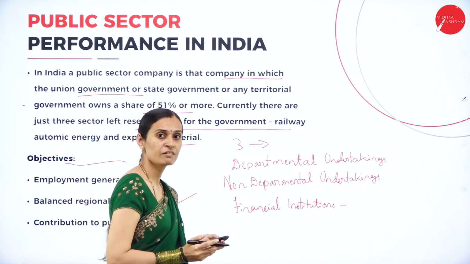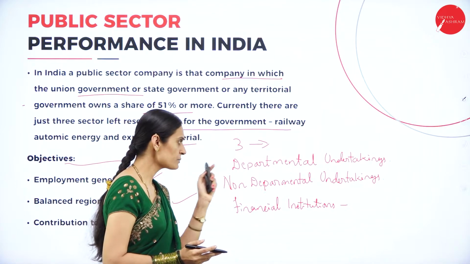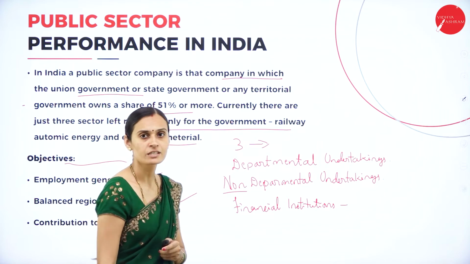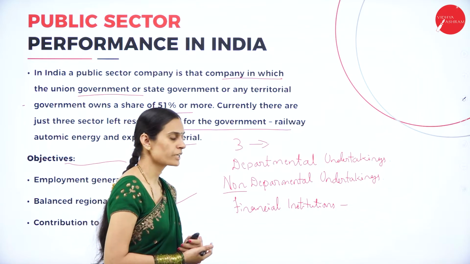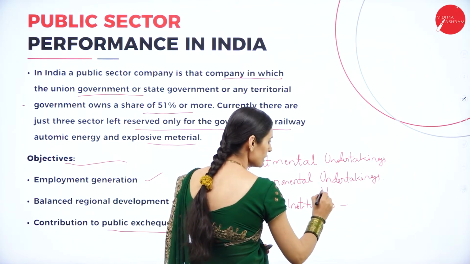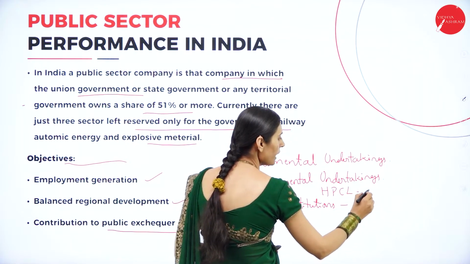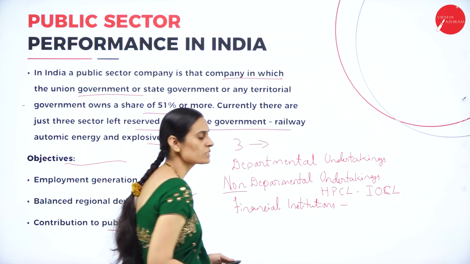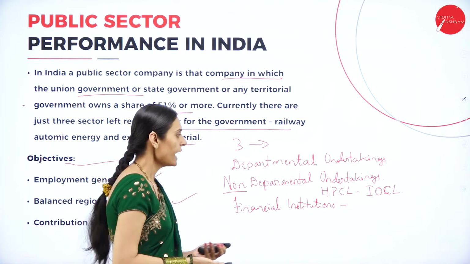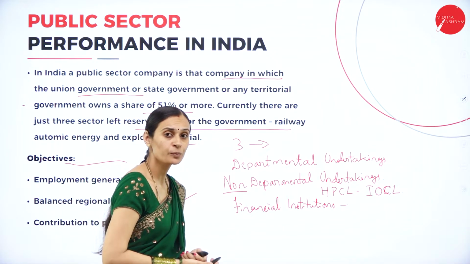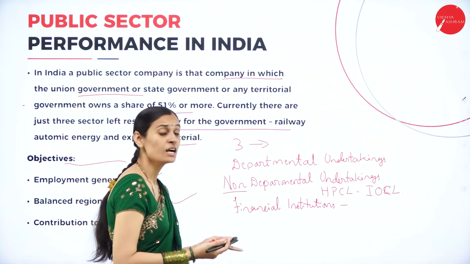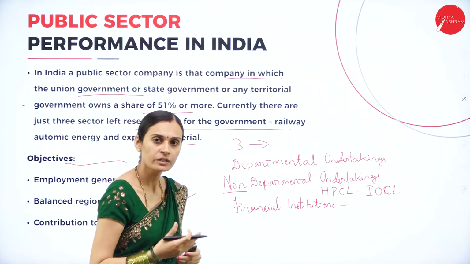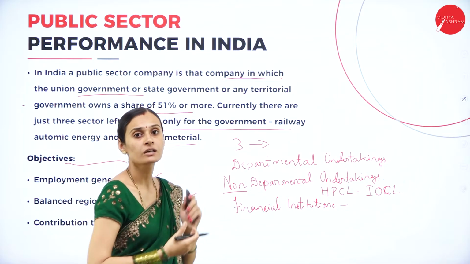For example, the railway department and the postal department belong to departmental undertakings. And the second one, non-departmental undertakings. What are the different non-departmental undertakings? That is HPCL, Hindustan Petroleum Corporation Limited, and IOCL, Indian Oil Corporation Limited. So these are considered public sector undertakings which are non-departmental undertakings, which means that more than half of the shareholding belongs to the government.